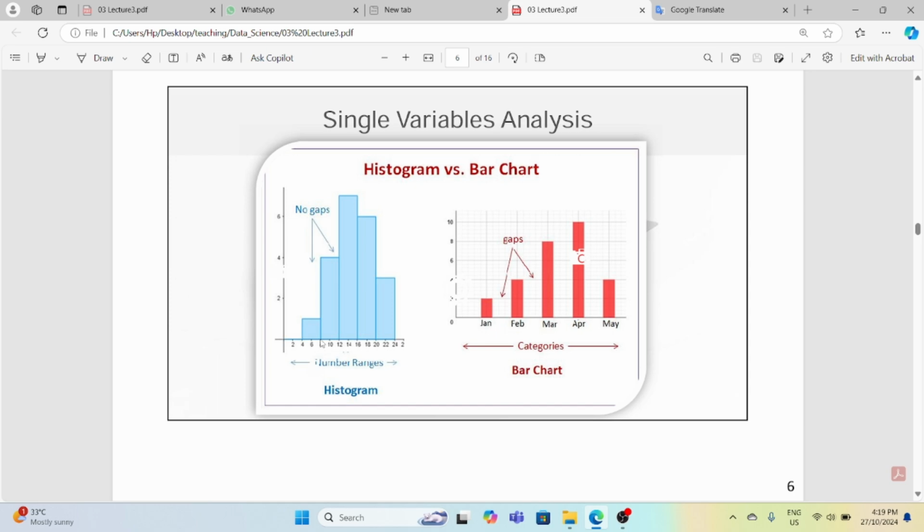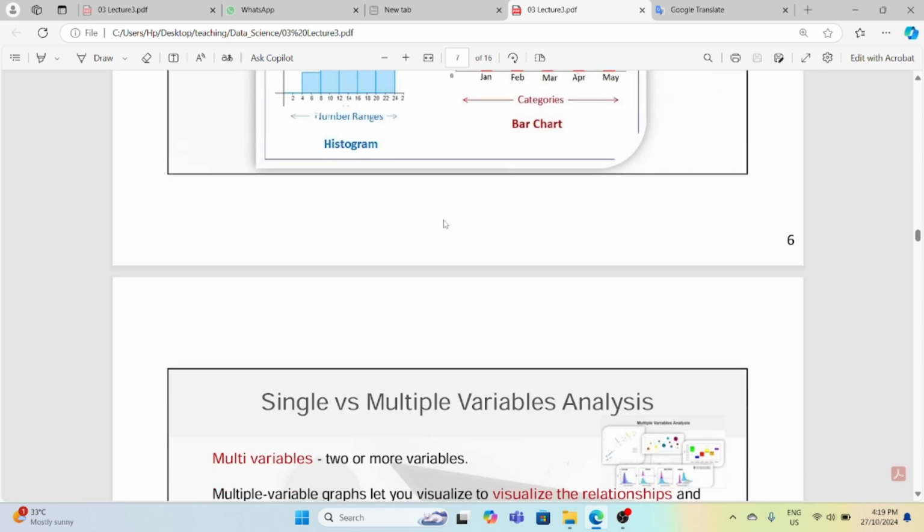There is no gap between 7.9 and 8. It's continuous, they are related to each other. So there is no gap. So in that case, we use a histogram. We don't use a bar chart. Bar chart is for categories, for example, the rainfall in January, February, March, April, and May. Okay.